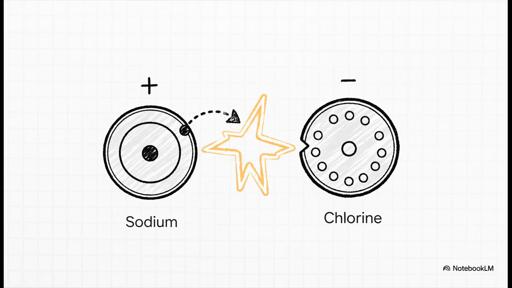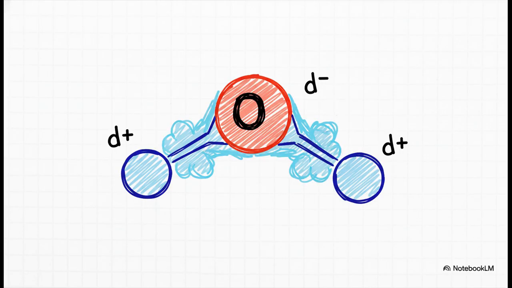All right, scenario one. What if you have a huge difference in that pulling power? Like with our friends sodium and chlorine. This isn't even a fair fight. Chlorine is so much stronger that it just yanks an electron right off of sodium. No sharing, just straight up theft. Now you've got these charged particles called ions, and their opposite charges make them stick together like magnets. That's an ionic bond.